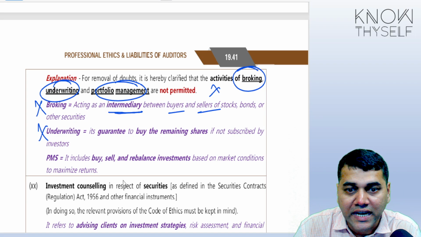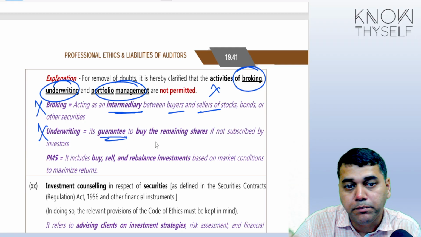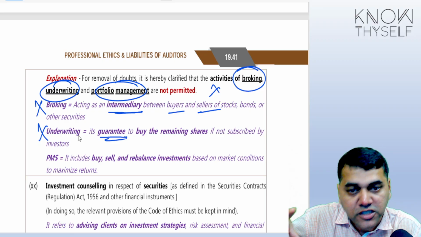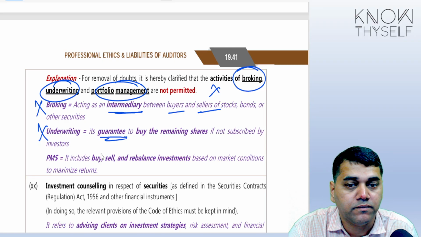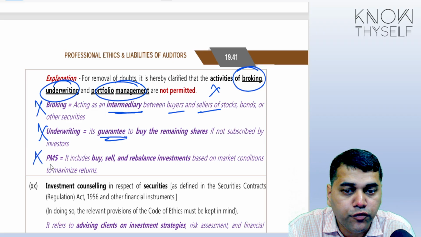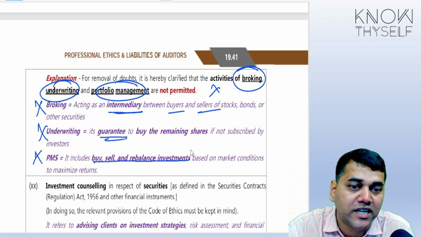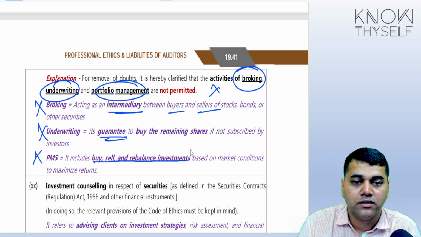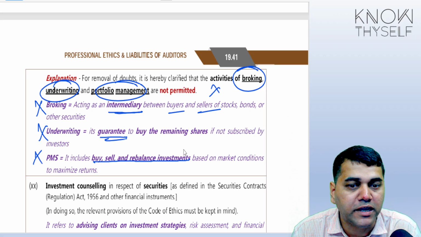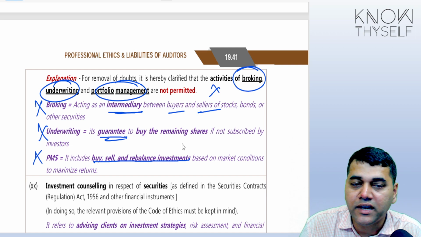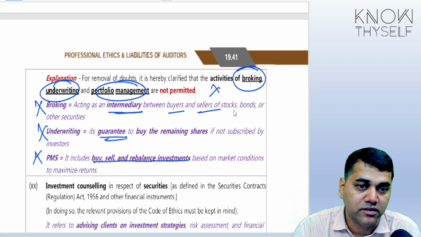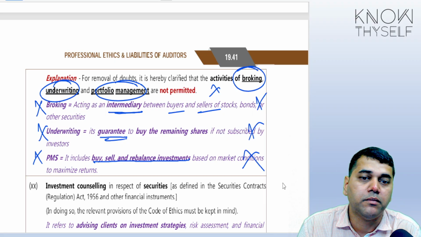Don't get into underwriting. Underwriting means you guarantee the company that if somebody doesn't buy, I will buy. Because this is going to bring immense pressure on you to sell it to people. Again, you will bring disrepute to our ICAI. And portfolio management means you buy and sell the shares on behalf of the clients. So you don't do that. Let the banks do it, the portfolio management service. Let them handle it, but you should not be involved in portfolio management services of the client. So these three things are not applicable for a practicing CA.